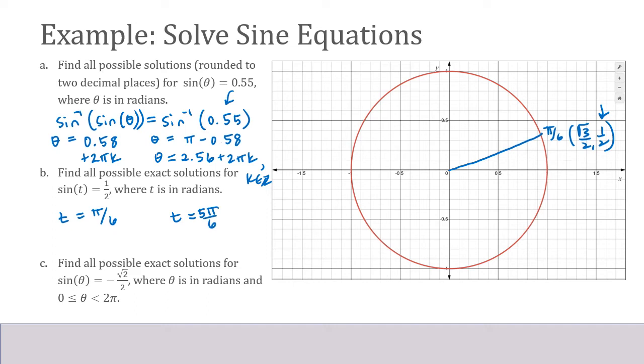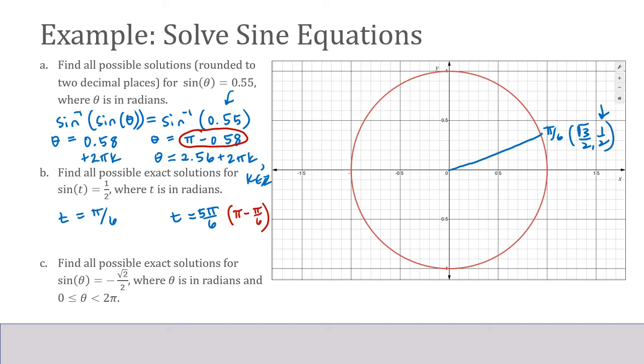Now, do I have to do that business with the pi minus? I don't have to, because this is one of our special angles, and I have it memorized. But just as a side note, if I had forgotten that, I could take pi minus that first quadrant answer, and I would still get 5 pi over 6. So it does work as a backup.